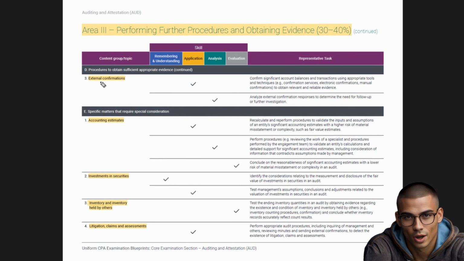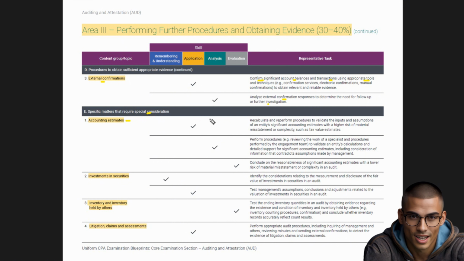Continuing on with Area 3, we have external confirmations, where you'll need to be able to confirm significant account balances and transactions using appropriate tools and techniques. You'll also need to be able to analyze external confirmation responses to determine the need for follow-up or further investigation. Next, we have specific matters that require special consideration.